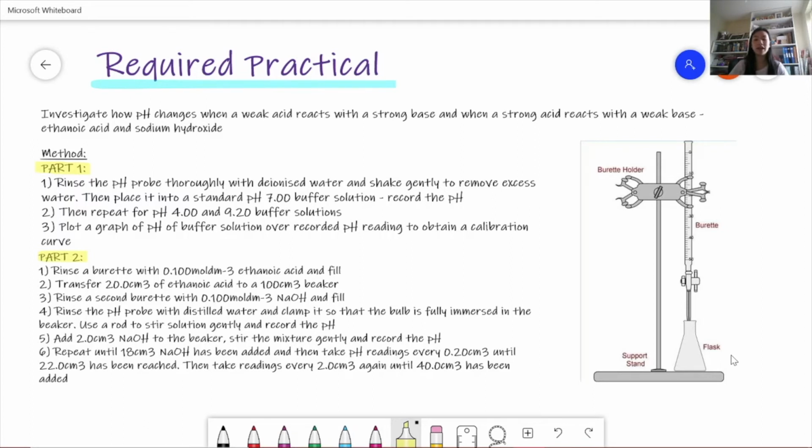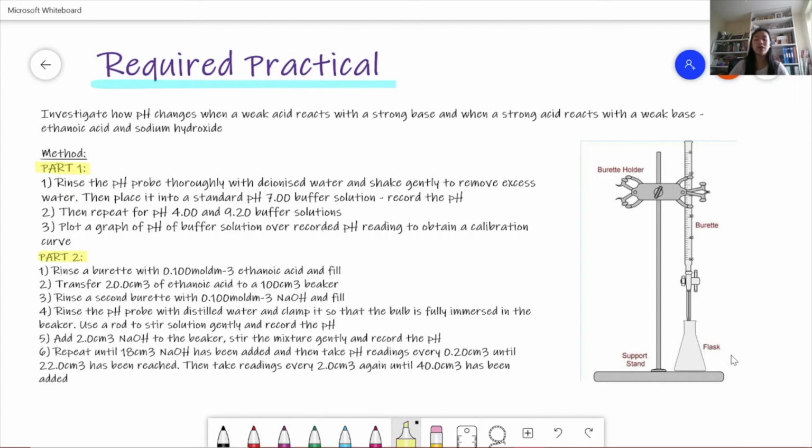And then we rinse the pH probe with distilled water and clamp it so that the bulb is fully immersed in the beaker, and use a rod to stir the solution gently and record the pH of the acid. And then we add 2 centimeters cubed of sodium hydroxide to the beaker using the burette, and we stir the mixture gently and record the pH. And we repeat this until we have added 18 centimeters cubed of sodium hydroxide.